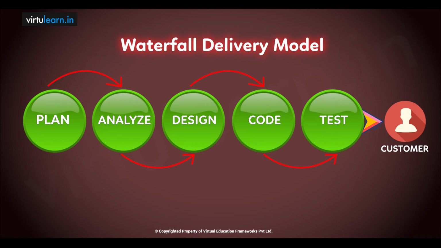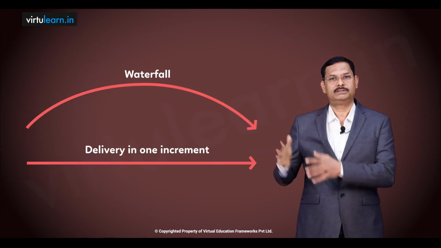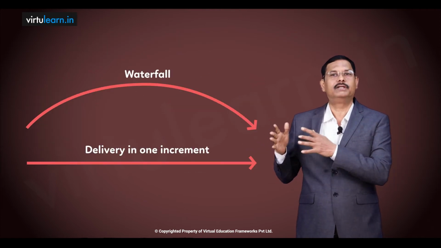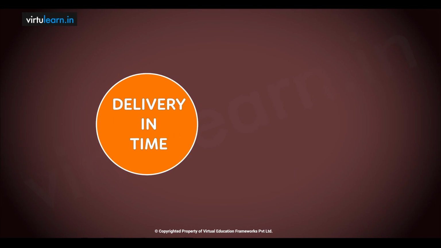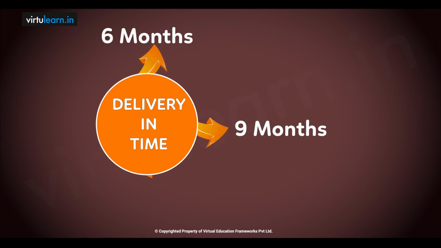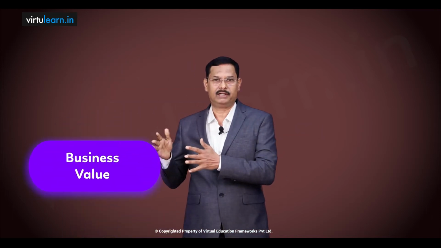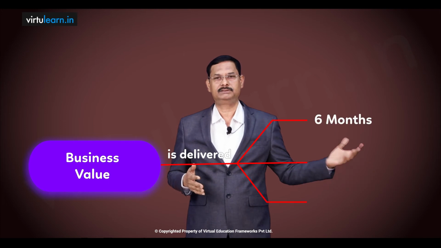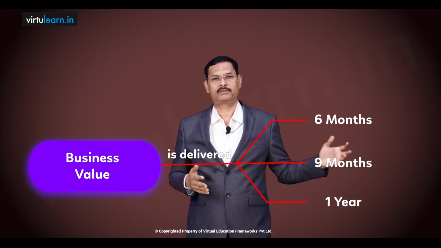That means we have inherently big upfront planning, big upfront analysis, big upfront design, coding, then testing in a sequence of steps. That means all the features are delivered, irrespective of their value to our customer, only at the fag end, which could be like 6 months, 9 months, or even 1 year. What that means to us essentially is the business value that we inherently deliver in our software is delivered only after 6 months, 9 months, or 1 year, when the software is complete.